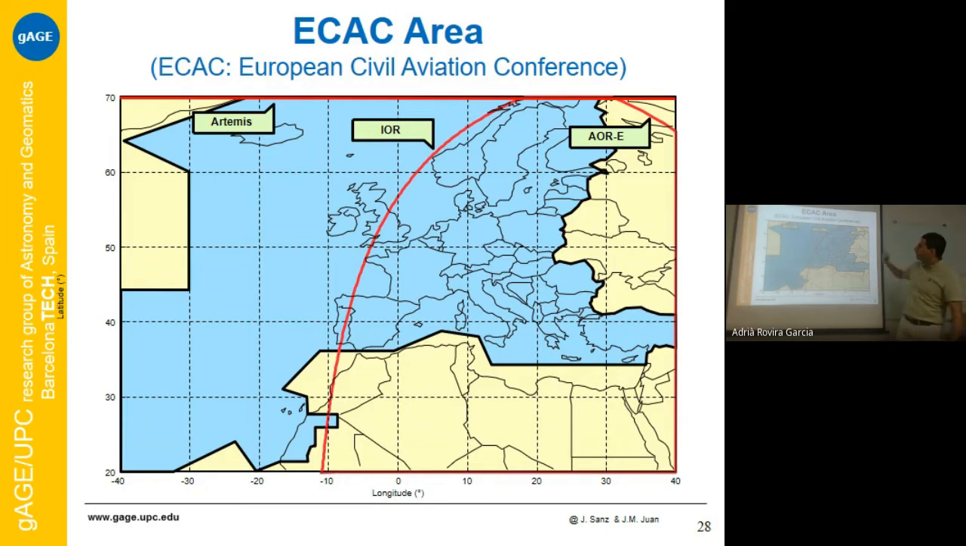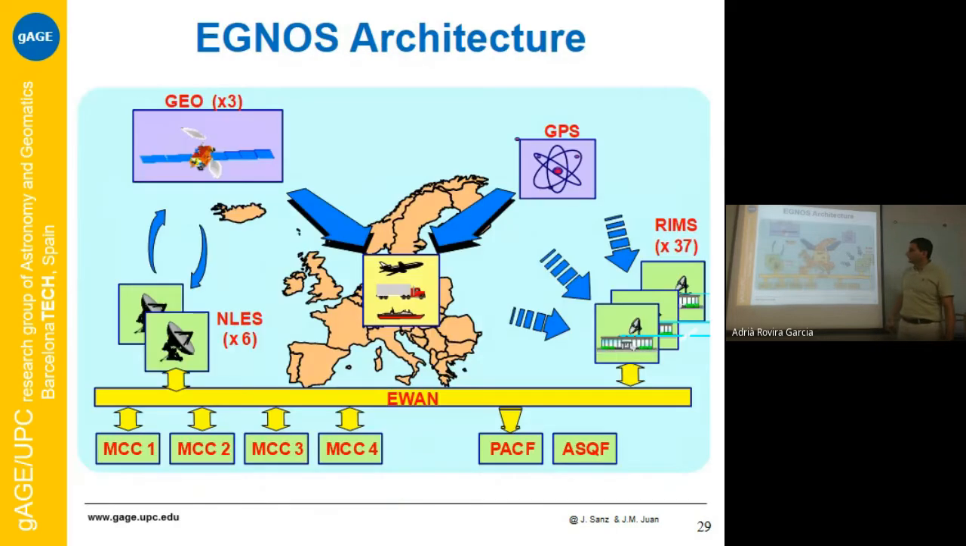And then we can see different footprints of the geostationary satellites that are used to broadcast the corrections. Here we can see a similar picture to what we saw this morning. We can see the RIMS, and the RIMS stations are the Ranging Integrity Monitoring Stations. This is the acronym for RIMS, that are distributed in Europe. And we will see a map in the next slide.